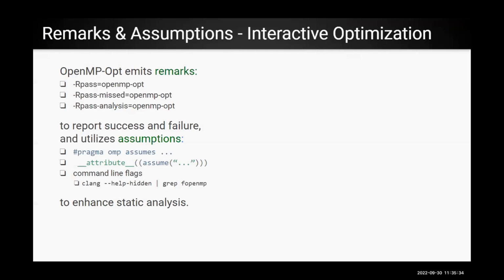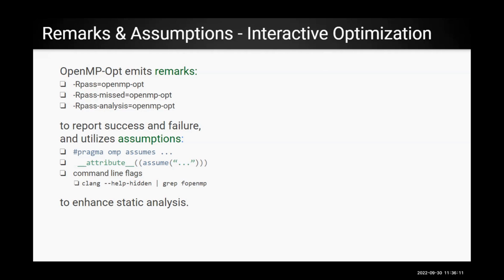Assumptions. So you have these remarks, and the remarks might actually tell you something. Hey, we couldn't do something, we need information. Compilation is a lot about static analysis, and static analysis is somewhat limited, and sometimes we need help. Assumptions are a good way to help us. There are three main ways to do assumptions right now. We introduced omp assumes into the standard, and we actually use it. We implemented most of it, not all, and we use it for certain things.